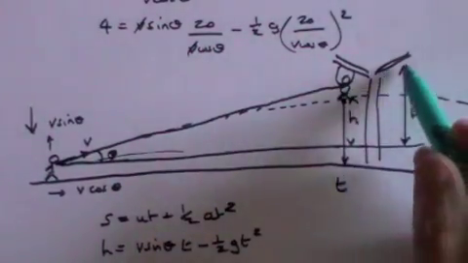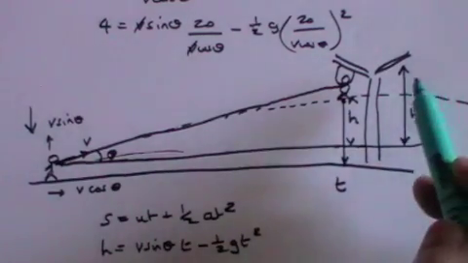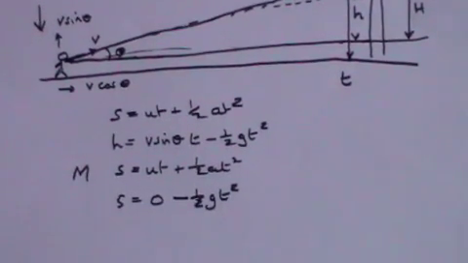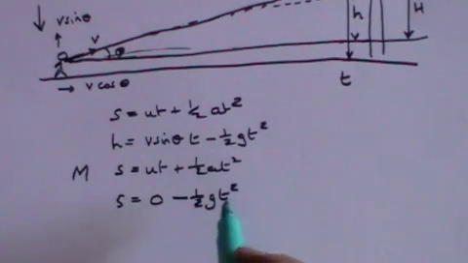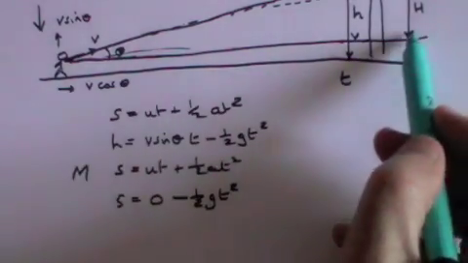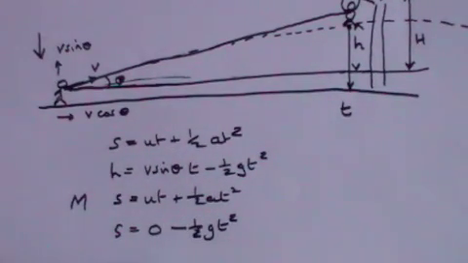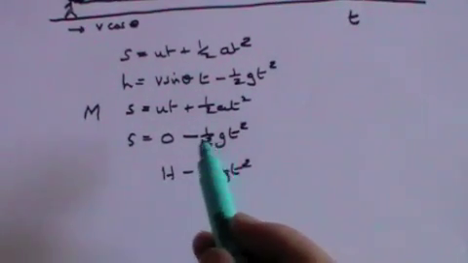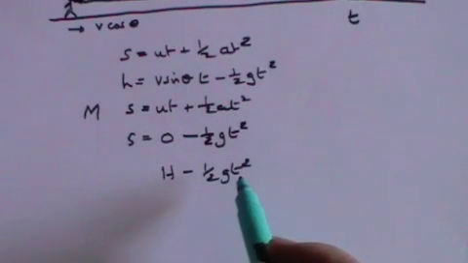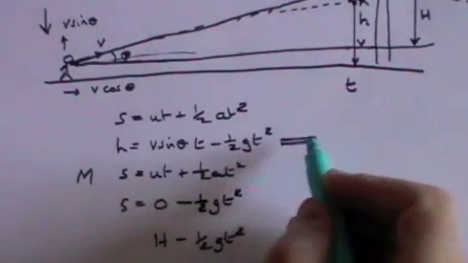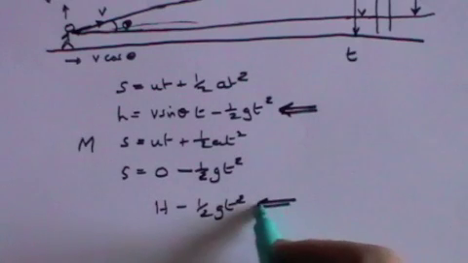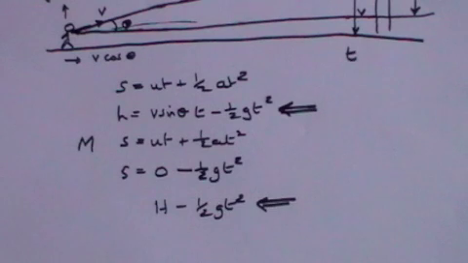And since the monkey started off a total distance of capital H above this line, the actual height above the line that the monkey has fallen to is going to be capital H minus half gt squared, because capital H was the original height and the monkey has fallen minus half gt squared. So let's remind ourselves where we've got to. The bullet is at a height v sine theta t minus half gt squared, and the monkey is at a height capital H minus a half gt squared. Are they the same height? If they are, the poor monkey has been shot.